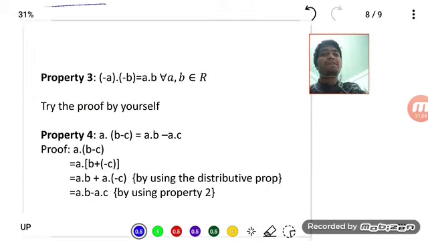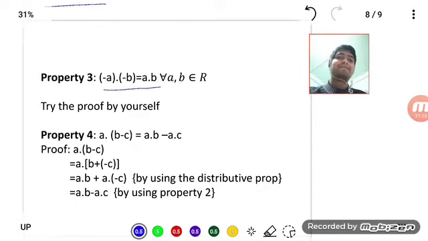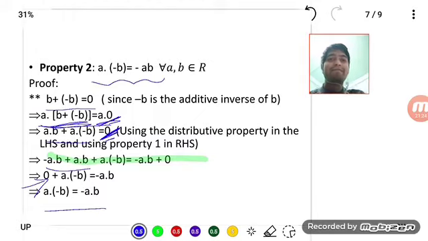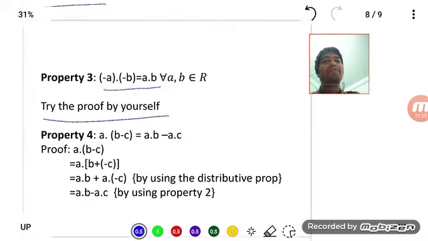Property 3 says that minus a dot minus b, minus times minus, will give you plus. You will have this. The proof, try it by yourself. You will have to imagine what first line you will use. Just like over here, the first line that we were using is b plus minus b equals 0. So similarly over here, just think of a first line.